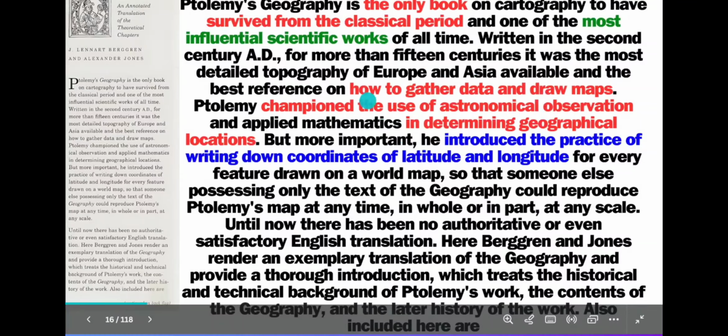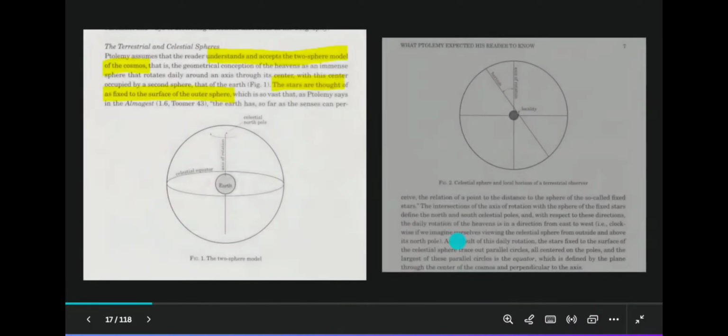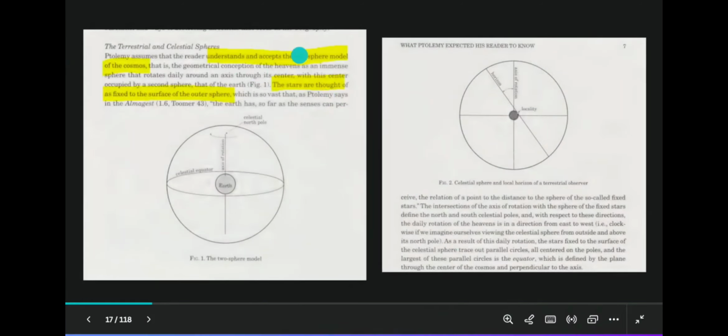And in there is the two-sphere model, right? If you read his book, he actually says, hey, you can't go any further. You're not going to understand anything unless you accept and understand the two-sphere model of the cosmos. So in Geographia, he lays it out, the terrestrial and celestial spheres, before he lays out latitude and longitude or anything. The framework with which you need to understand everything he's putting forth is the two-sphere model of the cosmos. That's what he calls it. The two-sphere model, the terrestrial and celestial sphere.